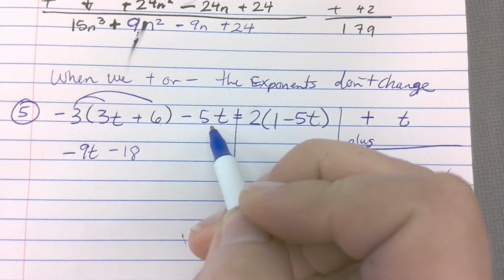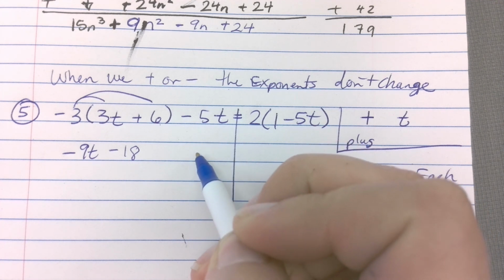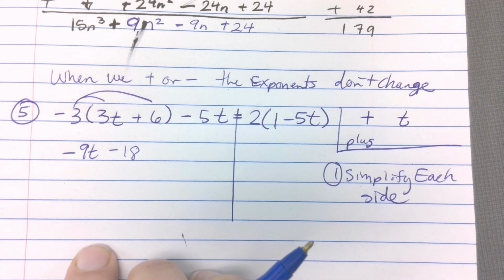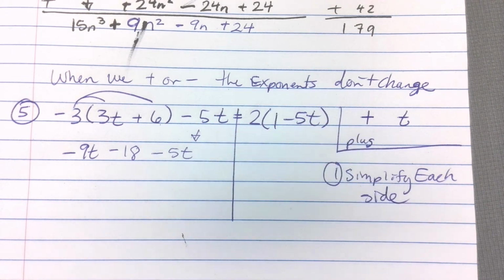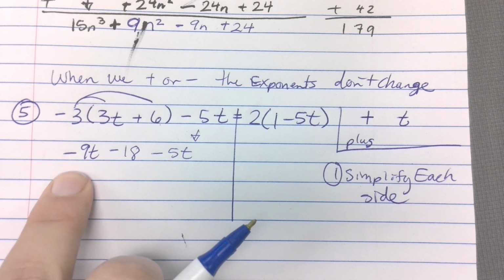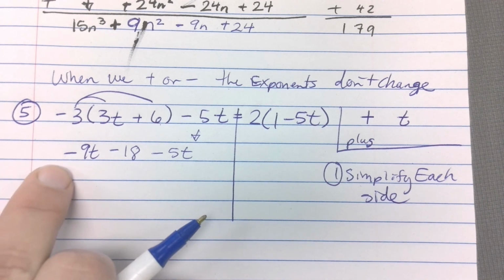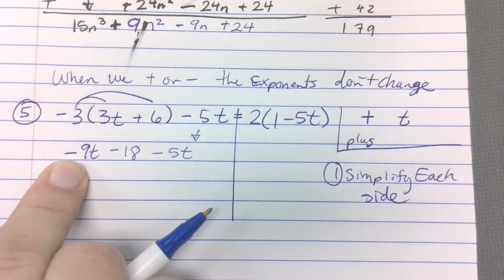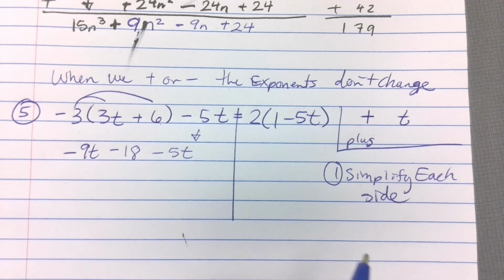Marvin, what do I do with this negative 5t? You add. To which thing? Can you tell me which thing it's going with? Is it going with the negative 9t or the 18? 18. No, 19. Why is it going with the 9t? They will have the same variable. Because they have the same variable, okay?